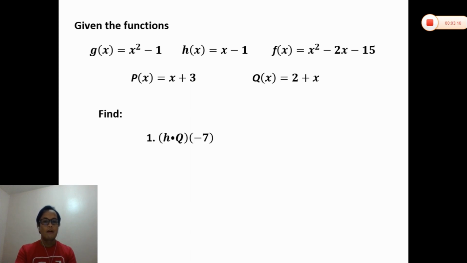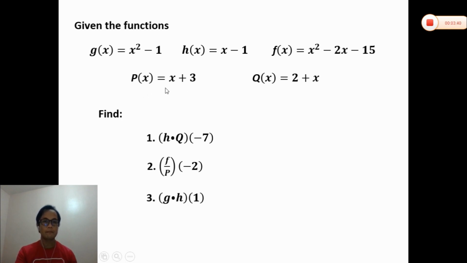Number 1, we are to find the product of h and q. So the product of this function h and this function q. But after multiplying these two functions, we have to remember that we need to evaluate the function using the domain negative 7. The same also happens for the second example. If this time we have the quotient, say f over p, the function f divided by the function p.